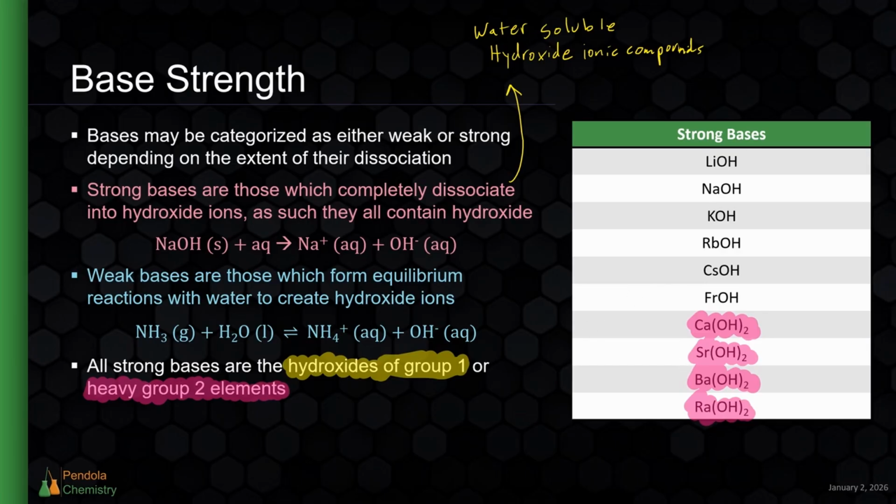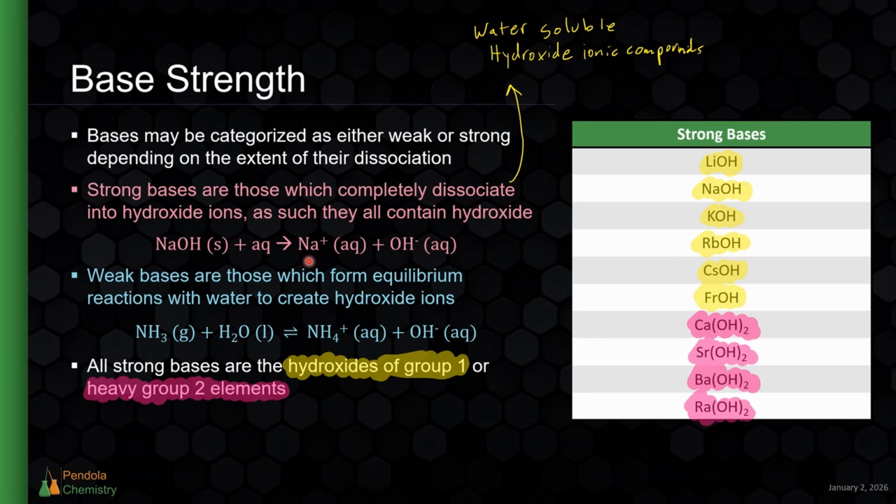And then group 1 hydroxides are any group 1 element hydroxide. Lithium hydroxide, sodium hydroxide, potassium hydroxide, rubidium hydroxide, cesium hydroxide, and francium hydroxide. So these are group 1, these are heavy group 2. Magnesium hydroxide and beryllium hydroxide are not strong bases. And the reason why is that they're not water soluble.